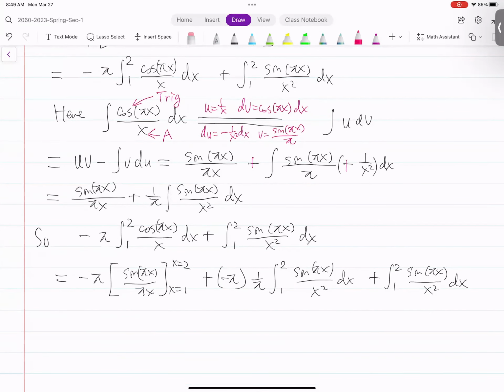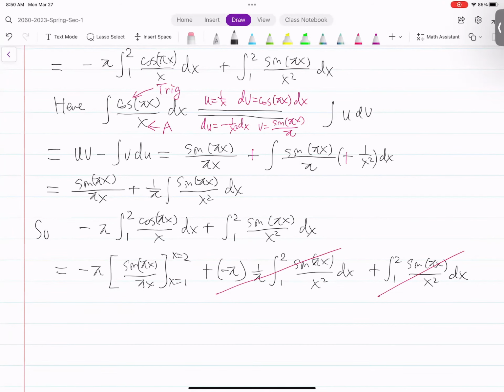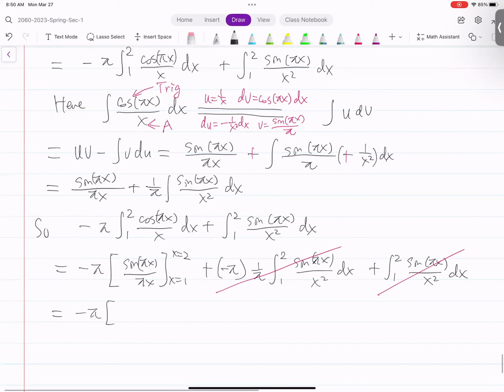Notice that these two integrals cancel. Although sine over x squared is complicated, they cancel out. So now we only have the substitution right here. This is negative pi times, plugging in x equals 2, sine of 2 pi over 2 pi minus sine of pi over pi. And as a fact, the sine of pi and the sine of 2 pi are 0.